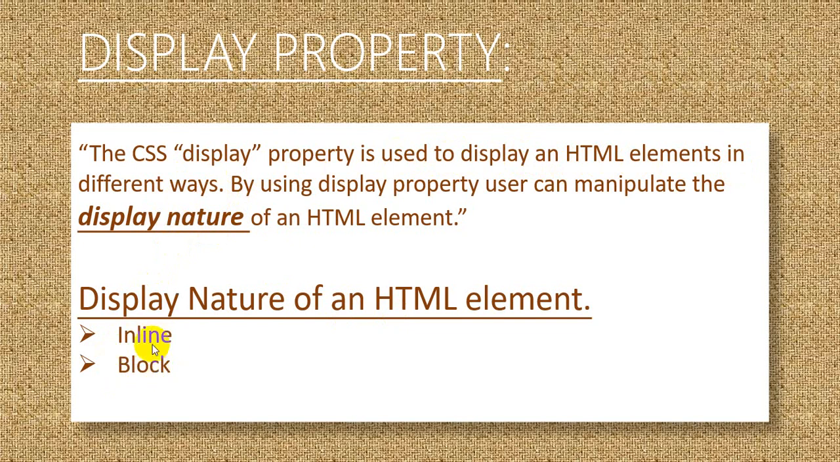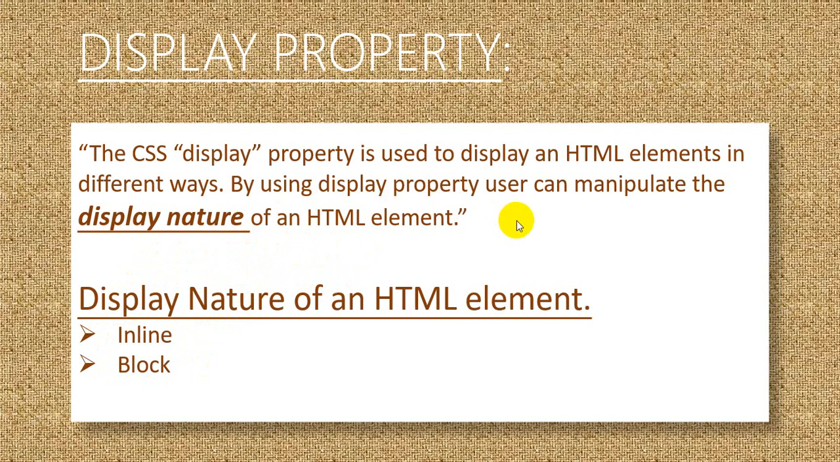We also have some more values like inline-block, and one more property called none. When you use the none value of display, the element will be removed or will disappear. So we have basically four values for the display property, meaning how you are going to display HTML elements on your browser. Whether you want to display every element on a new line, or all elements on the same line, we have inline and block. We have inline-block, and we have none, where the element will not display on your browser.